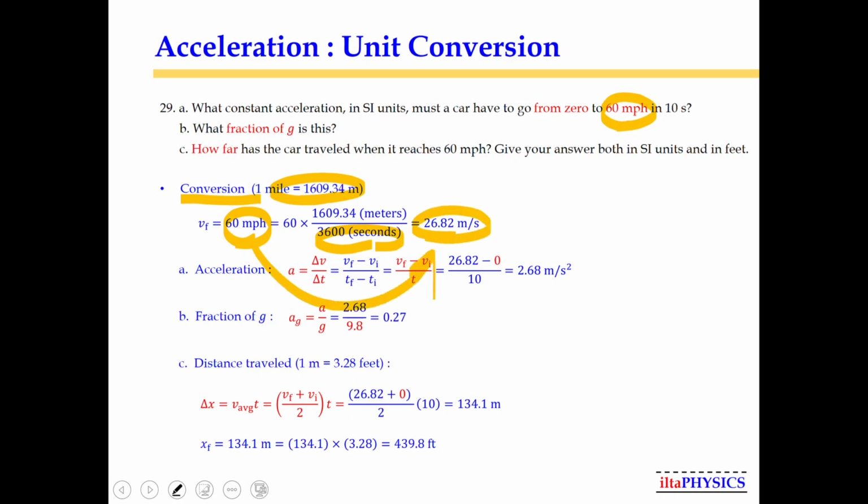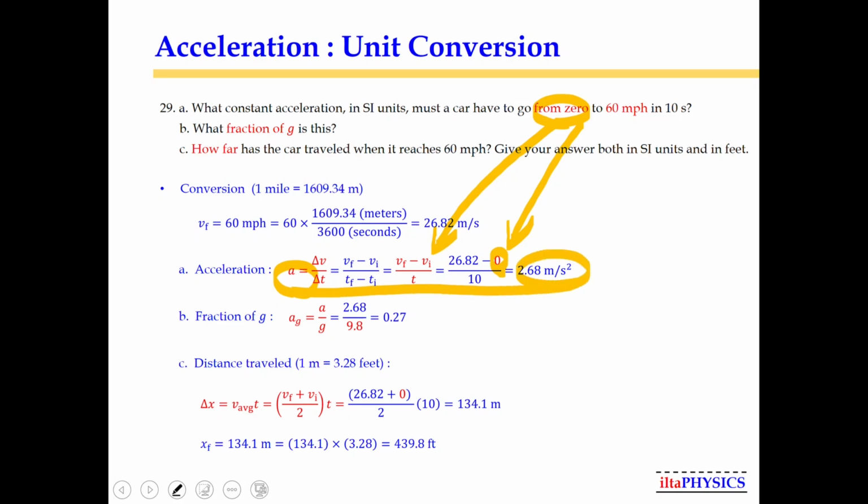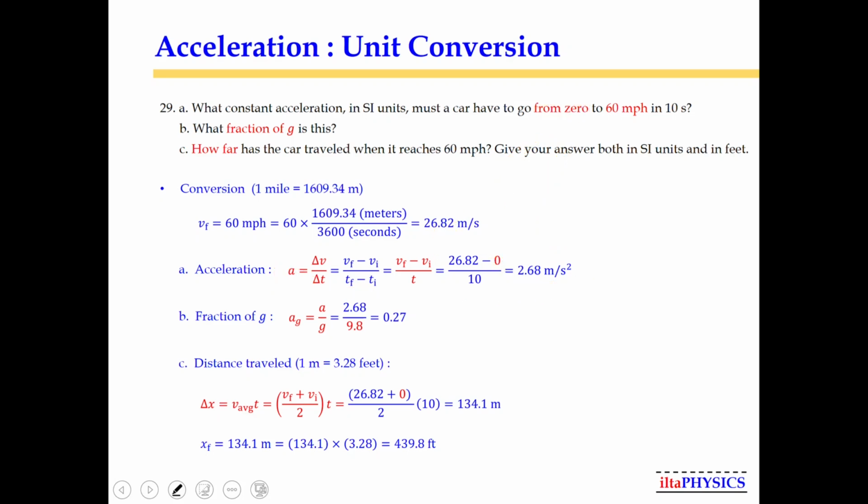Now, using the converted velocity to calculate acceleration. Since it started from rest, the initial velocity is 0, so the acceleration is 2.68 meters per second squared. To express this as a ratio of gravity, we divide by 9.8 meters per second squared, which gives a ratio of 0.27.